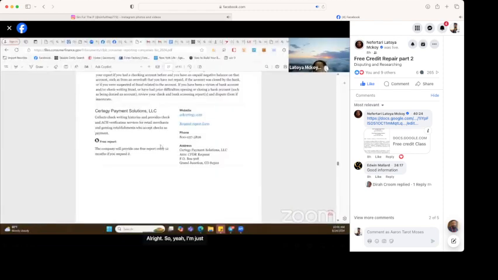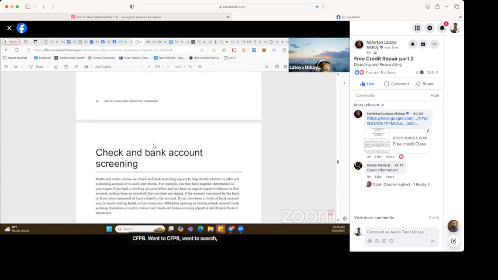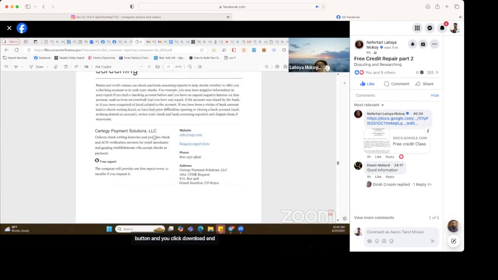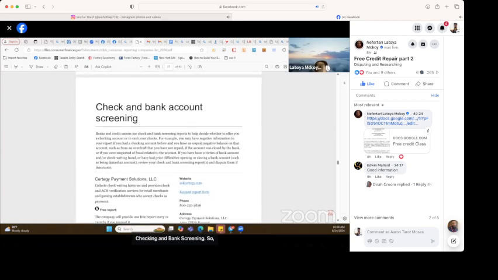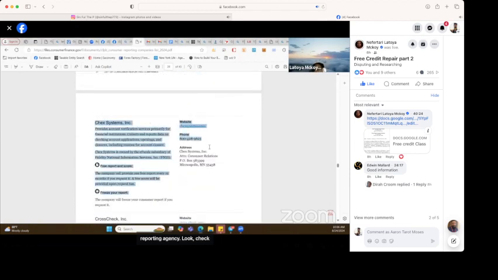All right. So yeah, I went to the CFPB, went to search, and did the credit reporting agency list, and you click on the button, click download, and it'll pop up. So this is check and bank screening. These are all the credit reporting agencies. Look, Check System. So we have bad checks. Do any people even write checks anymore? Well, back in the day, if you had bad checks, you'd be in the check system. So this is what you would need to dispute with.